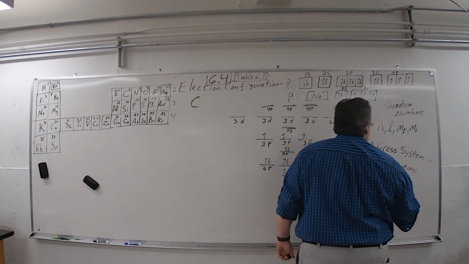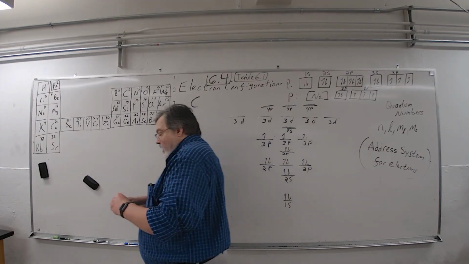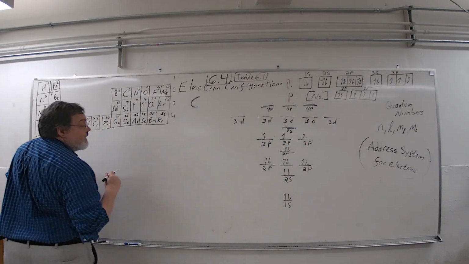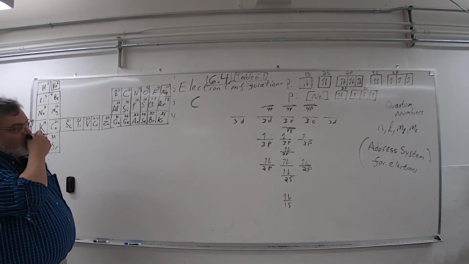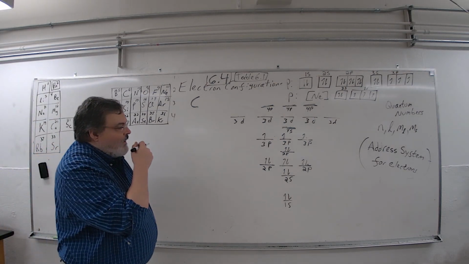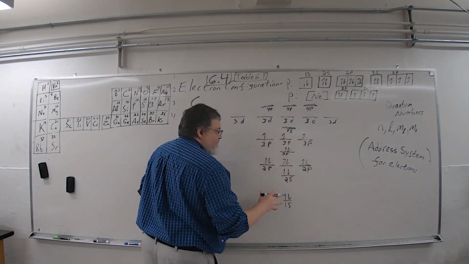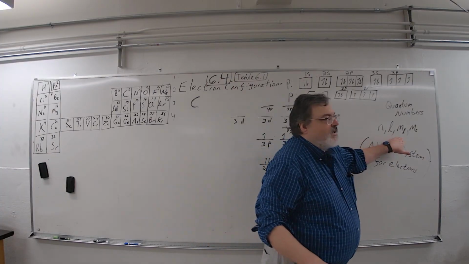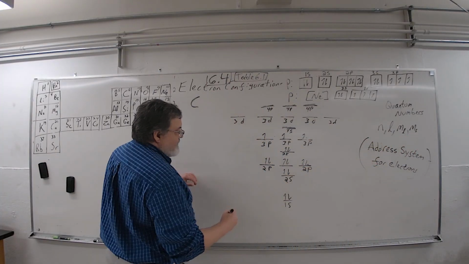It's kind of like an address system for electrons, because we're not going to do the quantum mechanical calculations. So let me put it like this. Each one of these electrons has an address. It has 4 numbers that tell you everything about it. So let's say this one.